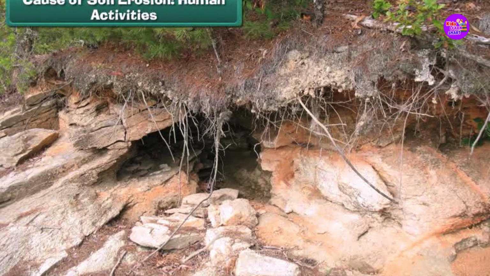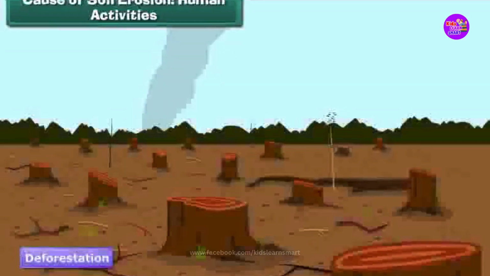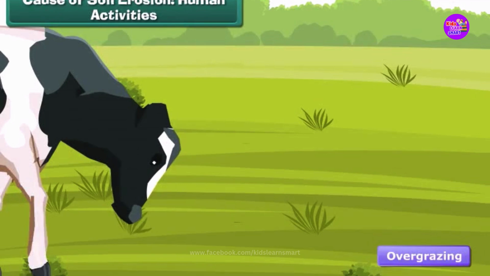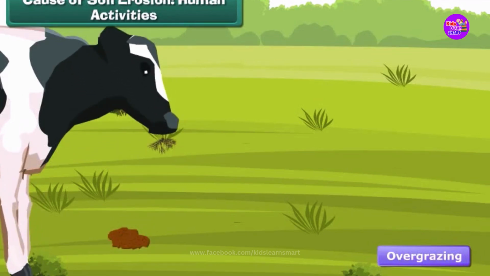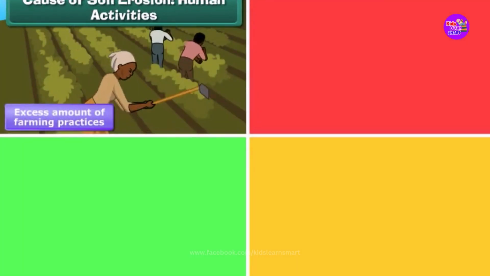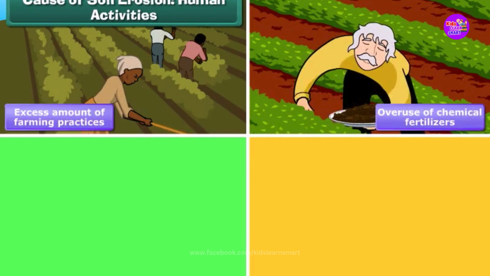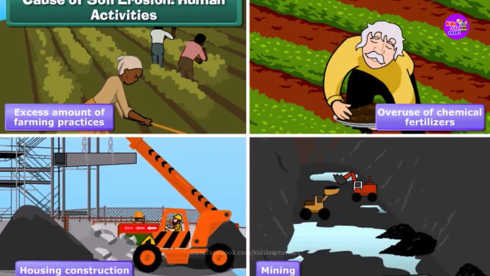Though soil erosion is in itself a naturally occurring process, in many cases it is increased by human activities. Some of these include deforestation, overgrazing by animals, improper or excess amount of farming practices, trail building, overuse of chemical fertilizers, housing construction, mining, etc.